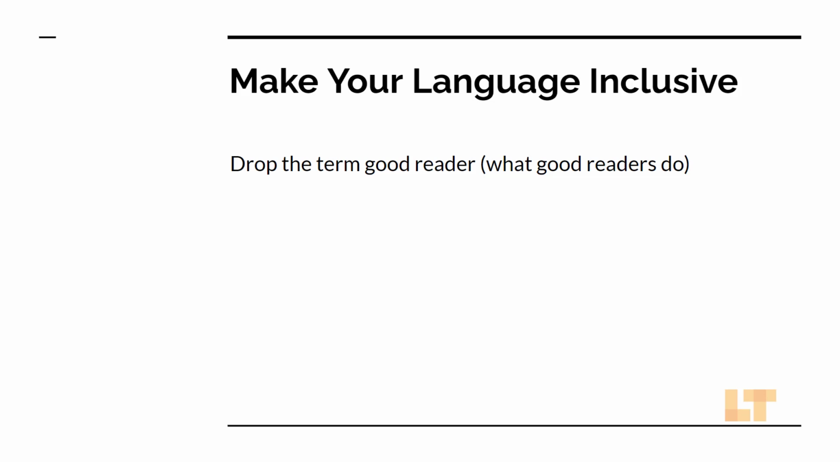So my advice, the number one thing you can do is to make your language inclusive. So what do I mean by this? I mean, really, one of the most important things you can do is drop the term good reader. Now, if you're teaching middle and high school, you may not really use this term much. So it might be having a discussion about the term is what you want to do.